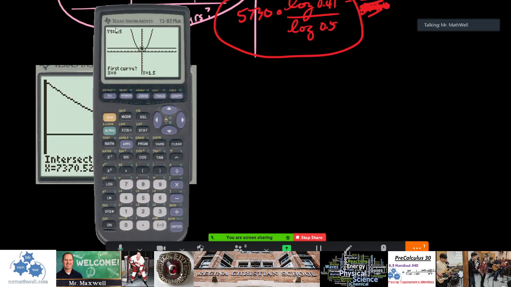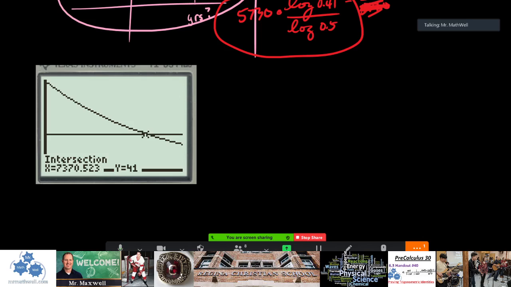And it'll say, is this the first curve you want me to consider? Sure. Is this the second one? Yep. And where do you want me to guess? Now there's 2 here, isn't there? So you move your cursor over to a spot that's close to the one you wanted to guess, and you hit enter again, and it'll give you exactly x equals 1.2247 and y equals 1.5. So that's the point where they intersect. That's how you do that with a calculator.